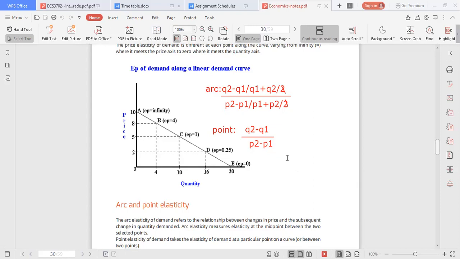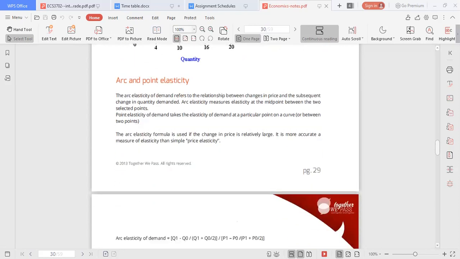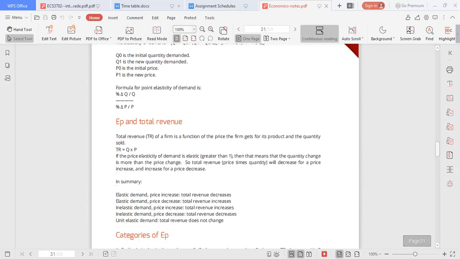You can know it as well, because at the end of the day, you have a percentage here, you have a percentage here, and you can decide to cancel those percentages, because they will cancel out on themselves, okay? So that's how you calculate arc and point elasticity, okay?